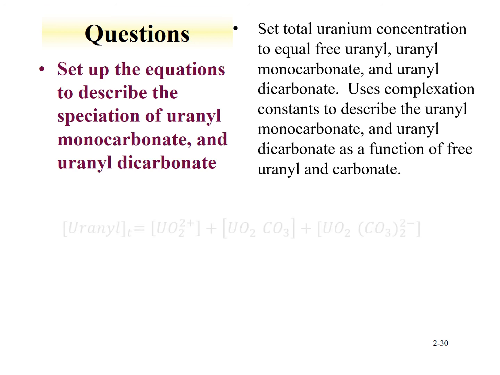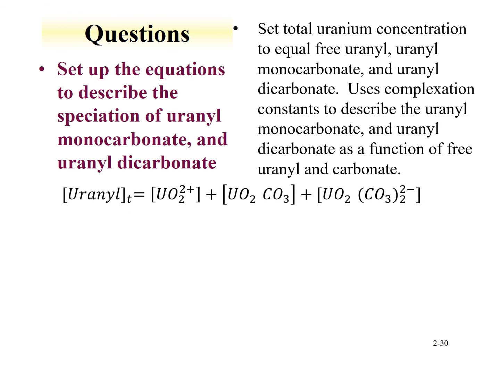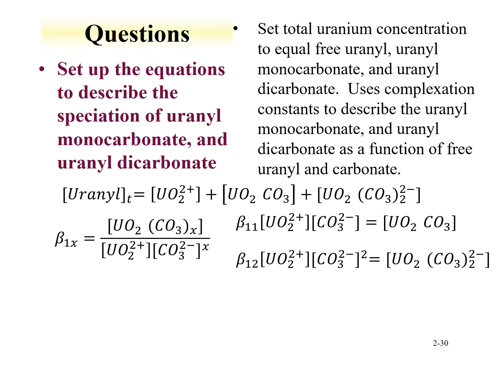So setting up the equation that shows the total uranyl as a function of the species is shown here. The total uranyl is equal to the free uranyl plus the uranyl carbonate species that we discussed. Using the complexation constants, shown here as beta 1x, where x is the number of carbonates, you can describe the uranyl carbonate concentration as a function of the uranyl and the carbonate. This is shown for beta 1,1 and beta 1,2.